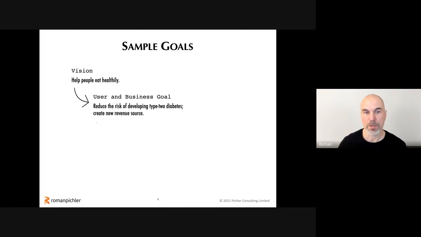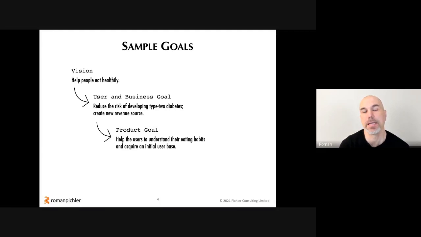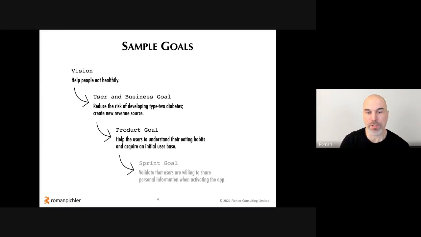Now we've got the user and business goal, and we can take the next step and discover a product goal. And one product goal here would be to help the users understand their eating habits and acquire an initial user base. So that might be a good goal for an MVP, a first public release of a new product, or the minimum viable product that we want to offer. And then what about a sprint goal? Well, maybe the goal of the first sprint could be to validate, to test that users are willing to share personal information when activating the app.